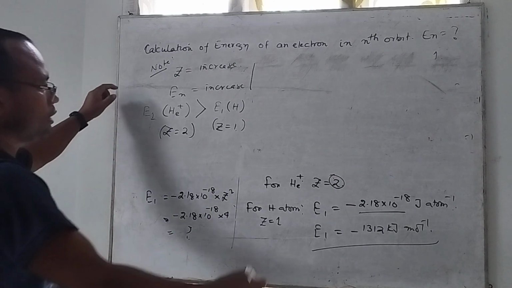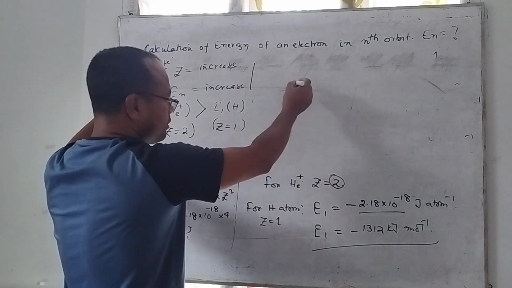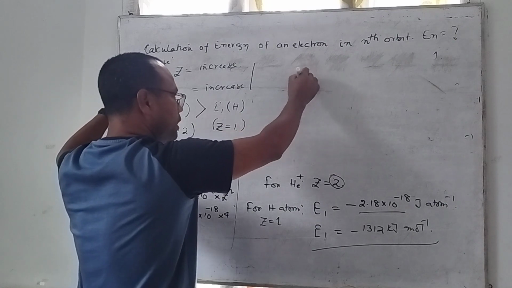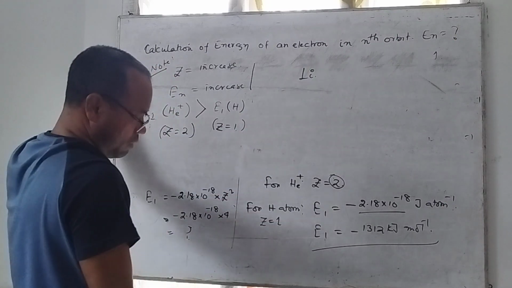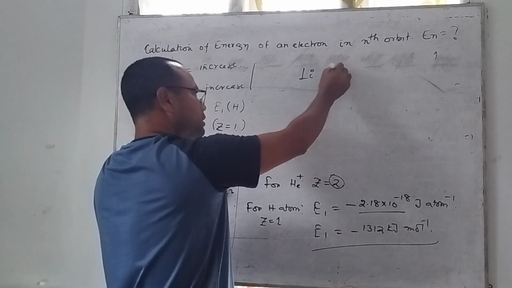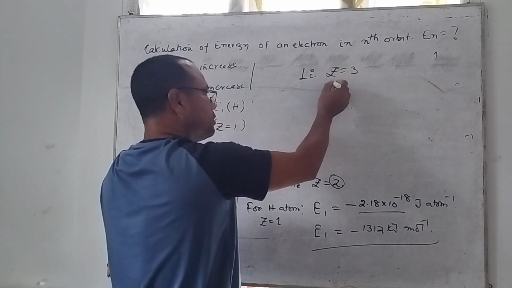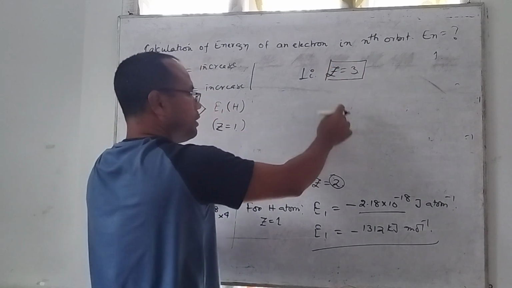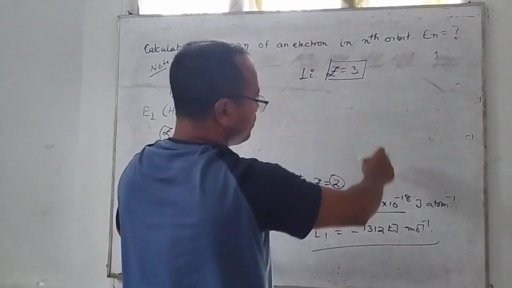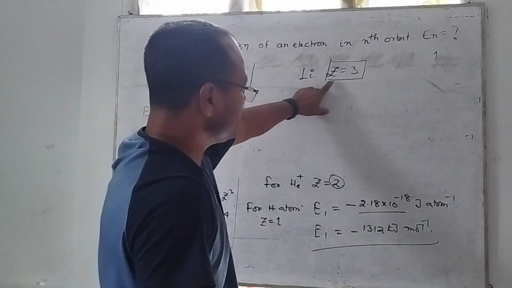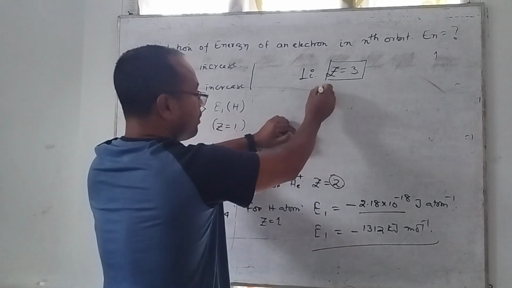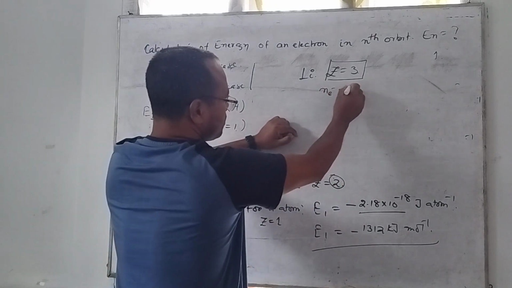Similarly, I'll give you another hydrogen-like species. I start from lithium. What is the atomic number of lithium? That is 3, right? So the atomic number is the number of protons and also the number of electrons. Here the number of electrons is 3.